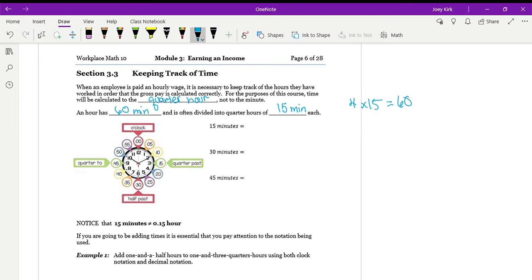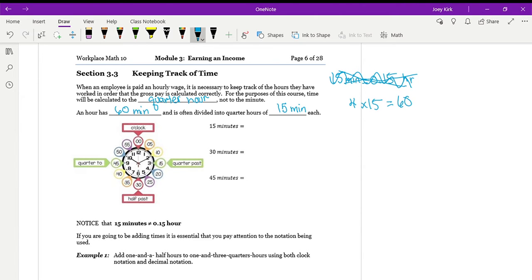A lot of times people accidentally think in their head that 15 minutes, when you're dealing with time, is equal to 0.15 of an hour. That is not true, okay? We do not want this. So this is how we can kind of go around that.